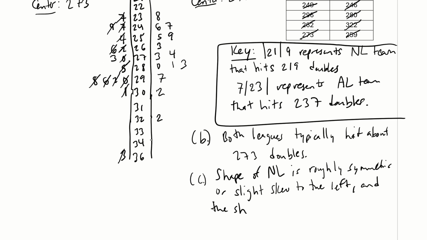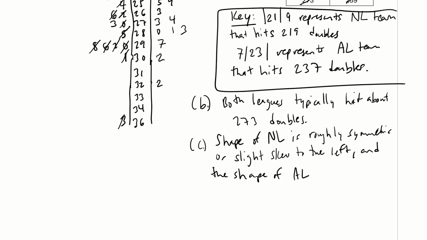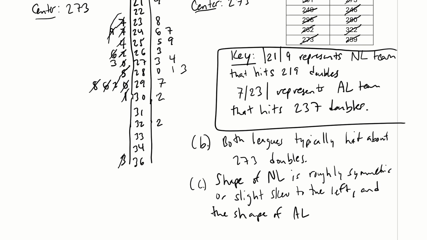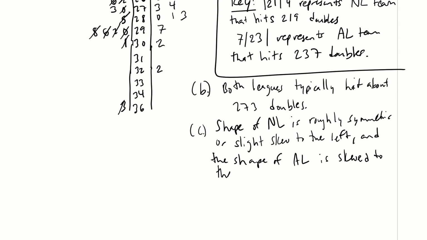And the shape of the American League, I believe that's the American League, it looks like it's slightly skewed to the right, because look at this long tail there, because of that outlier. So it is skewed to the right with an outlier of 336 hits, or 336 doubles. Okay, so that takes care of that problem.